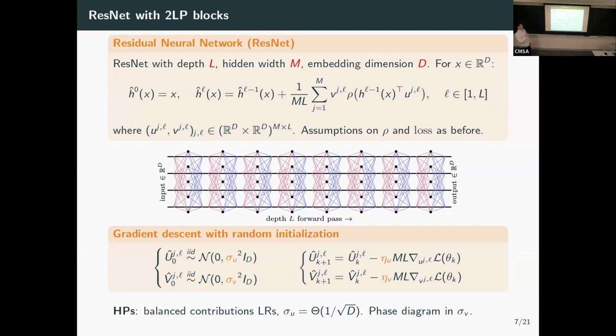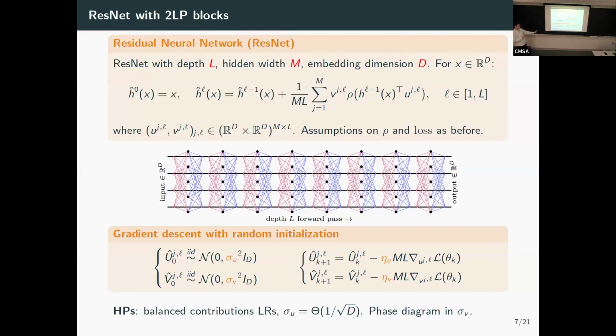So L, M, D, let's keep these notations in mind. Otherwise, this is the same as taking a two-layer perceptron. Notice that I've put here a 1/(ML) factor in front of the sum. So the total scale of the residual block here will be the scale of V divided by ML, okay? And we are making the same assumption on the loss and on rho. So we're gaining a bit more complexity than before. Next step in the talk will be to consider a transformer, but for the moment, let's stick to that one.